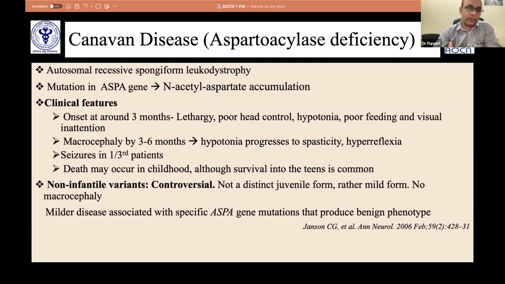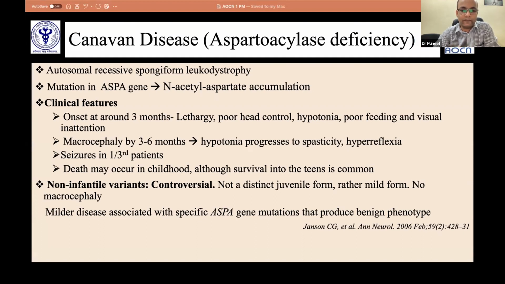A brief description about Canavan's disease. It is an autosomal recessive spongiform leukodystrophy. The mutation is in the ASPA gene, which leads to the accumulation of N-acetyl aspartate. The onset is at around 3 months of age. The children generally have lethargy, poor head control, hypotonia, poor feeding, and visual inattention, followed by macrocephaly between 3 to 6 months of age.